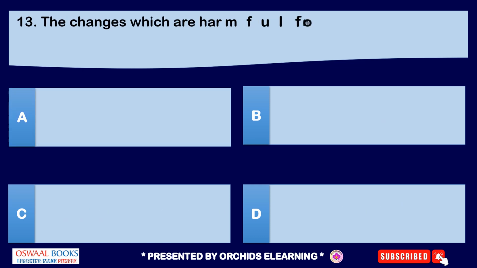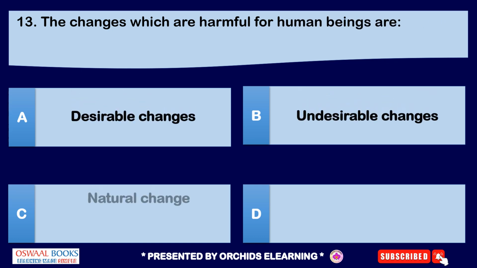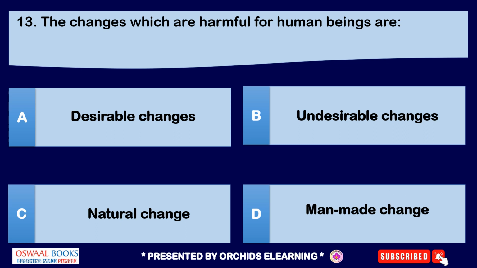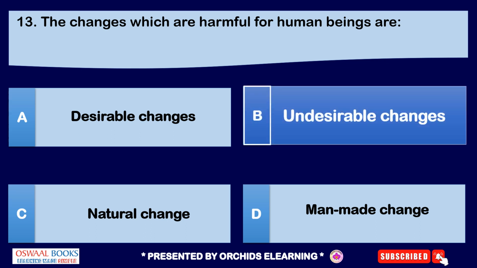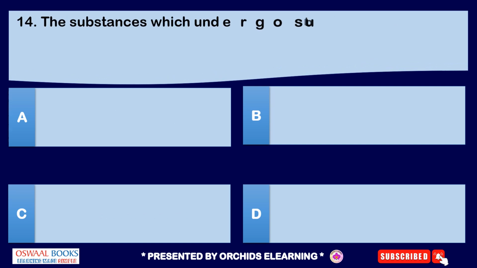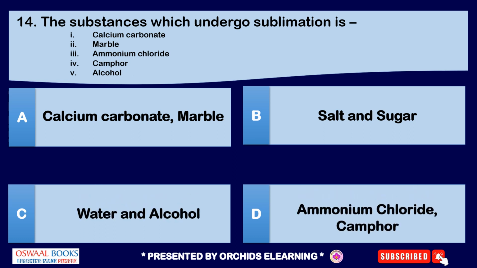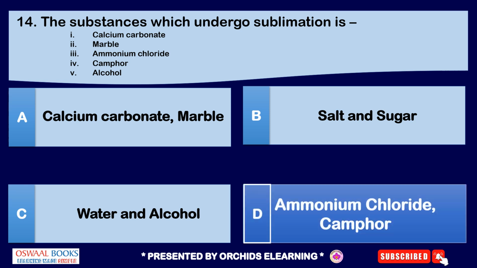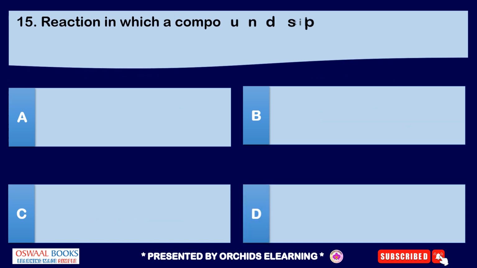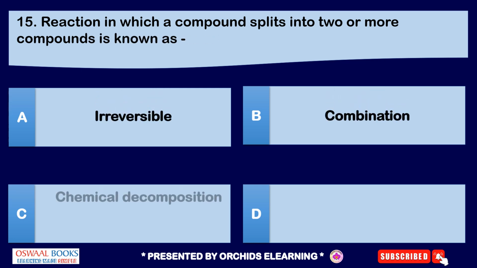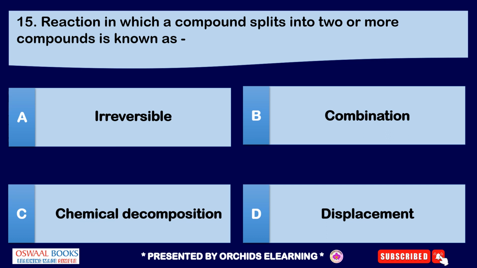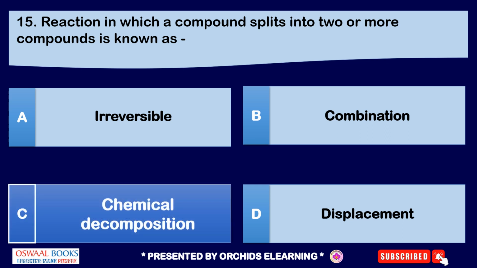The changes which are harmful to human beings are B. Undesirable changes. The substances which undergo sublimation are D. Ammonium chloride, camphor. A reaction in which a compound splits into two or more compounds is known as chemical decomposition.